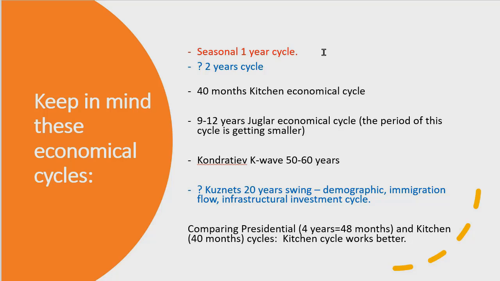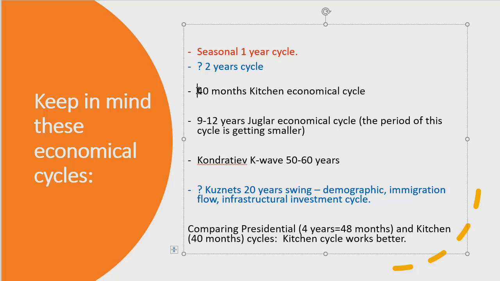The structure of this cycle changes. For example, the Christmas pattern now works differently than it worked, for example, 100 years ago, but the seasonal cycle still works. Another, this is a two-year cycle. I have no idea why this cycle works, but this cycle works. I will always see this cycle.